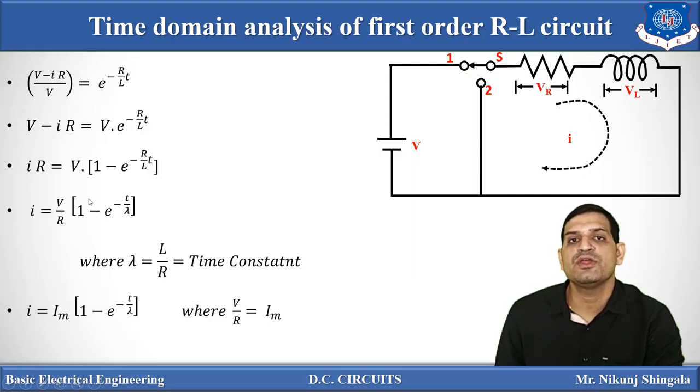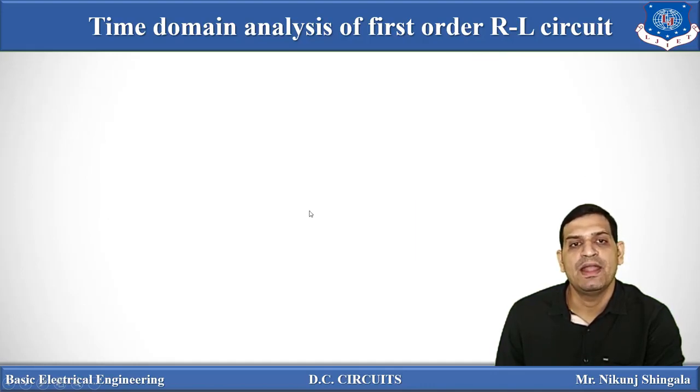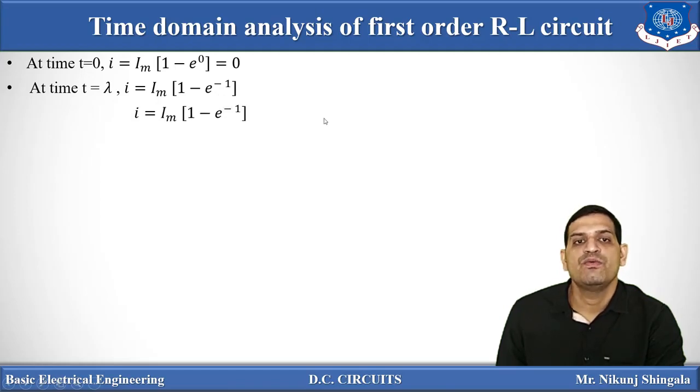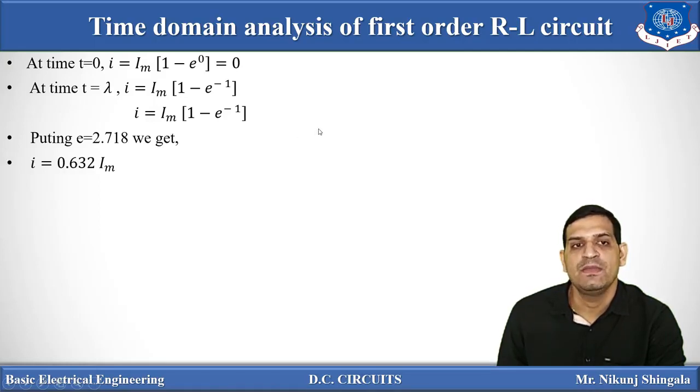The maximum value of this equation is V/R, denoted as Im. So we can write I = Im(1 − e^(−t/λ)). Now at time t = 0, I = 0. At time t = λ, I = Im(1 − e^(−1)). If we put the value e = 2.718, we get I = 0.632 Im. So this is the value of the inductor current after time t = λ.